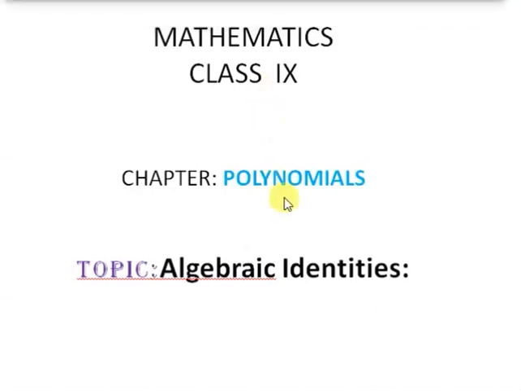Class 9, chapter polynomials, topic is algebraic identities. In this topic, we will be learning about the different algebraic identities and their uses. So let us see.